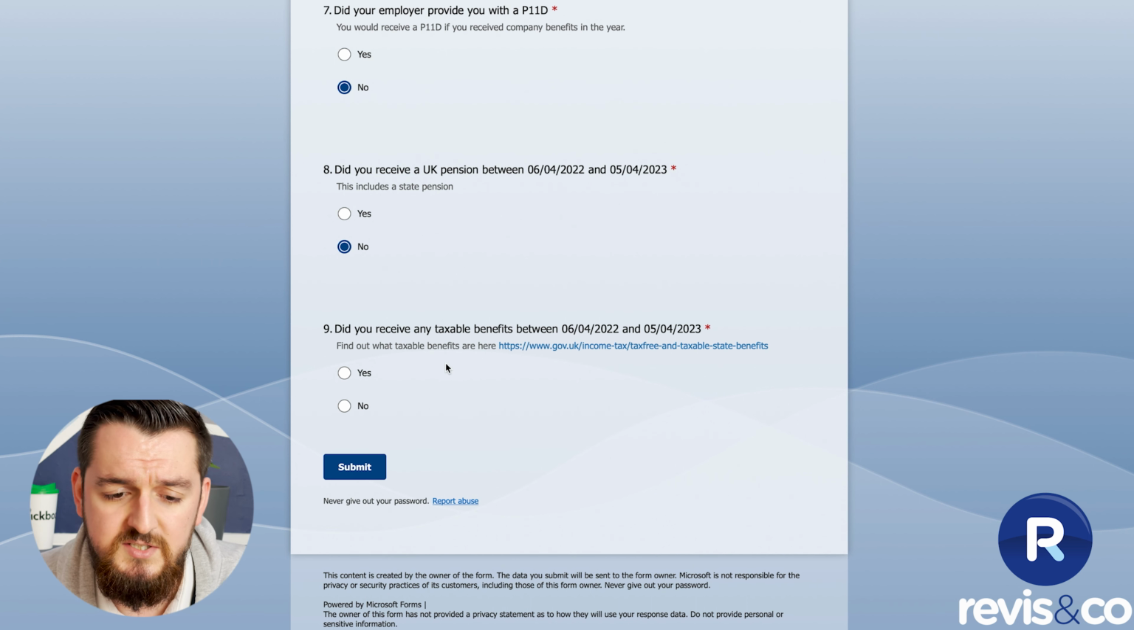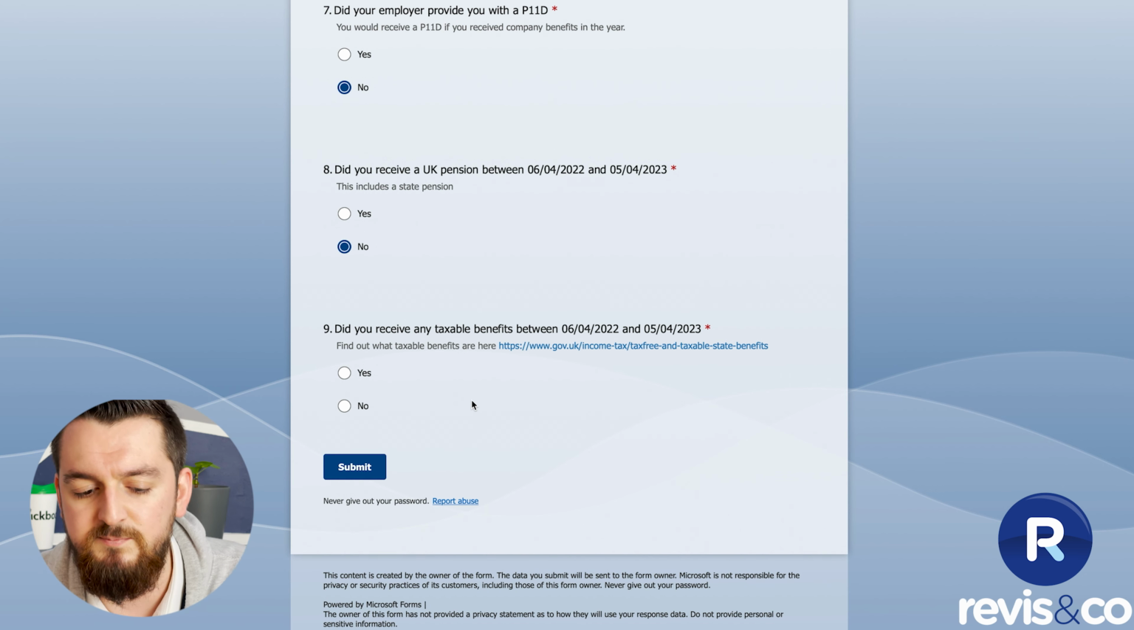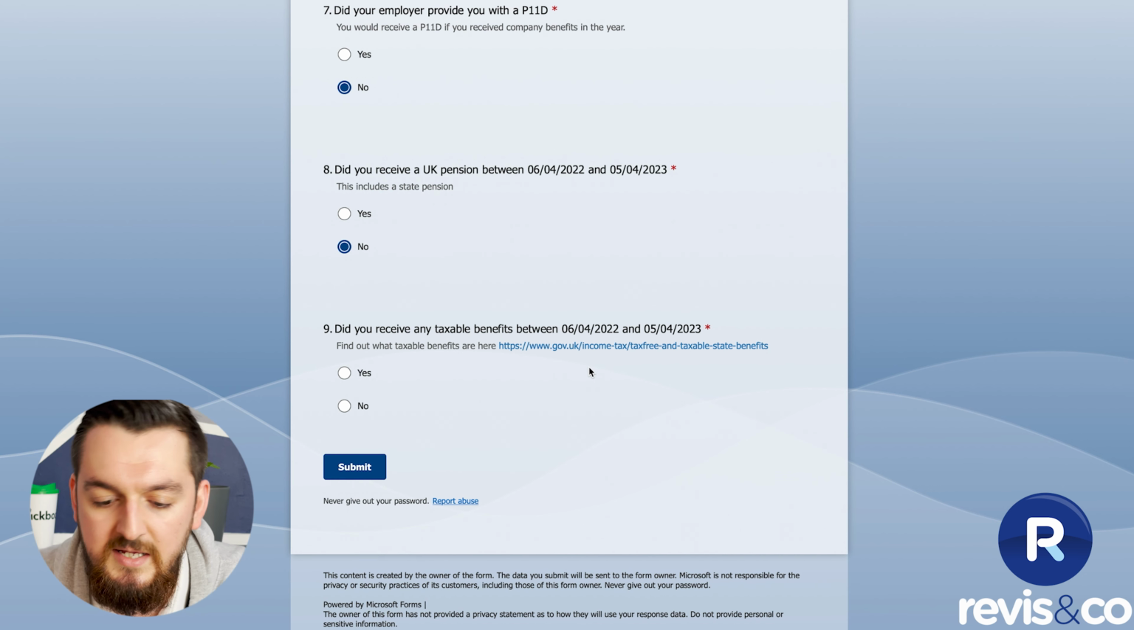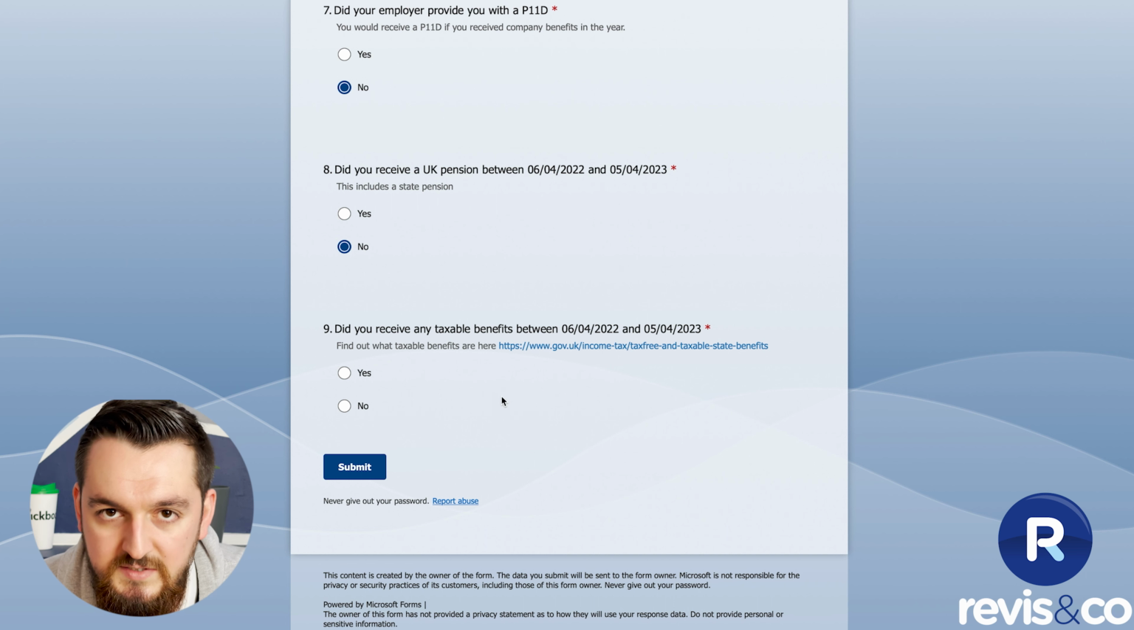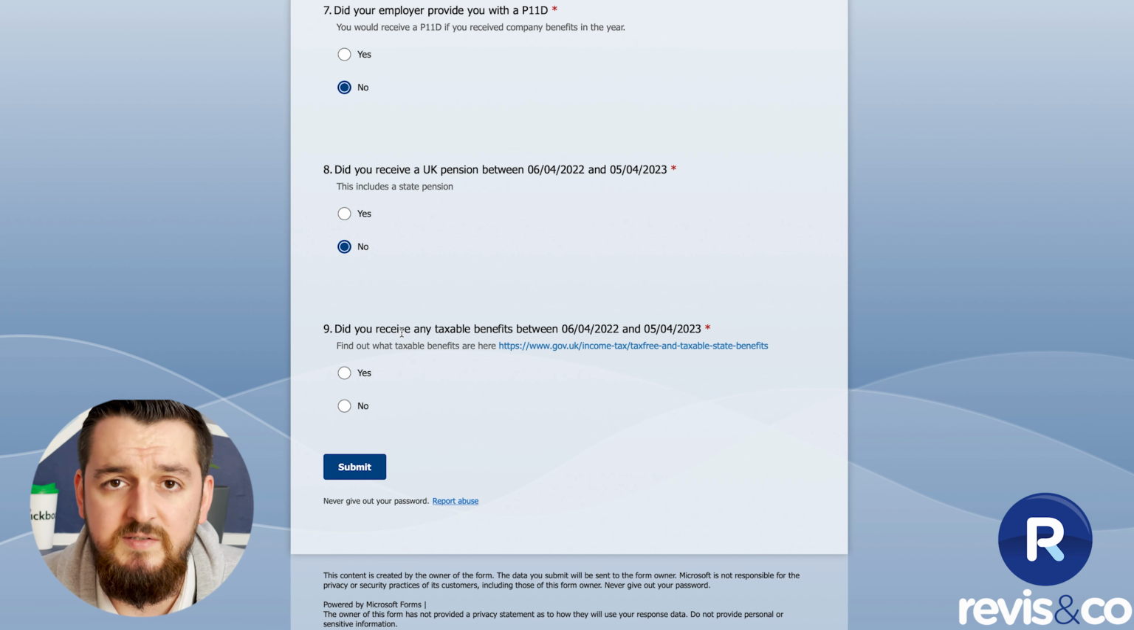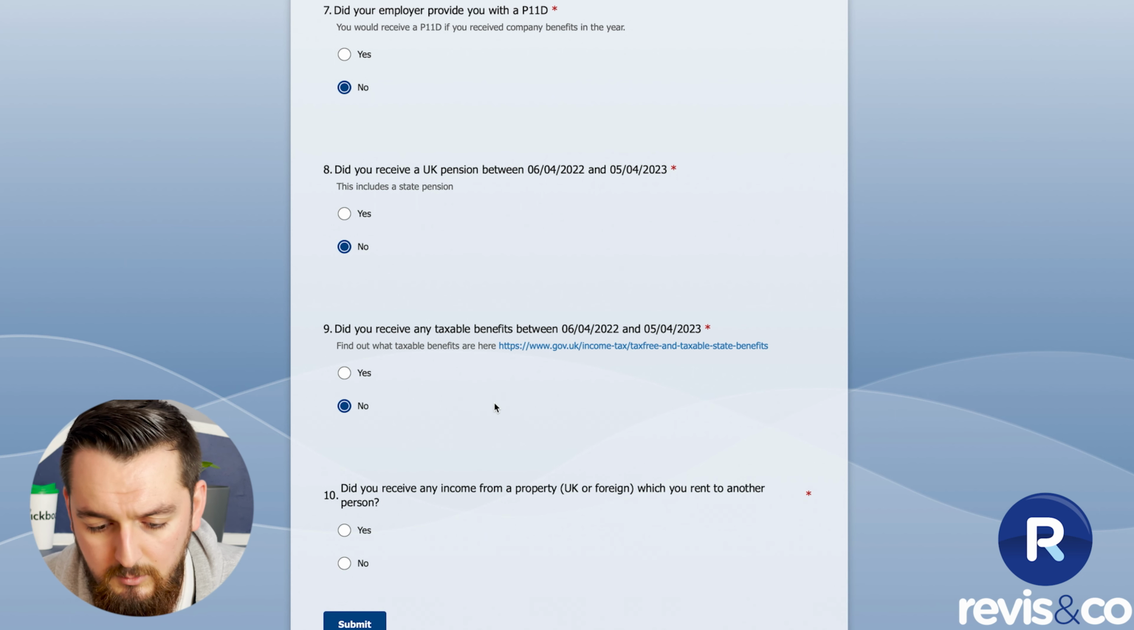Taxable benefits. So this one is different to the P11D. So this is basically state benefits. There is a link there that will take you through to state benefits, and you should already know if you receive any of them. If you don't receive anything from the government or anything like that, just click no.